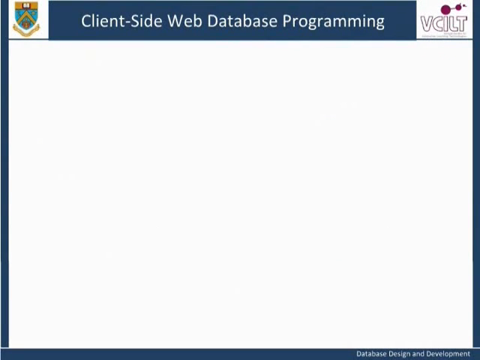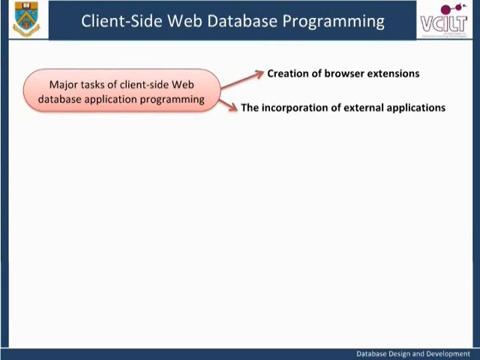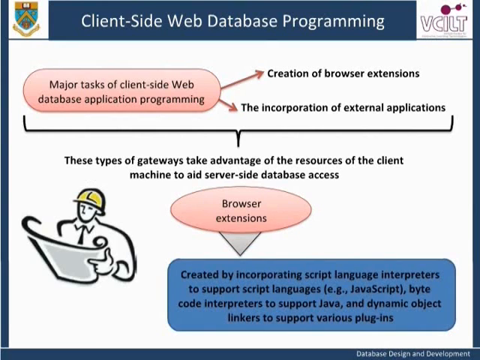Client-side web database programming. Major tasks of client-side web database application programming include the creation of browser extensions and the incorporation of external applications. These types of gateways take advantage of the resources of the client machine to aid server-side database access. Browser extensions. Browser extensions can be created by incorporating script language interpreters to support script languages, for example, JavaScript bytecode interpreters to support Java, and dynamic object linkers to support various plugins.